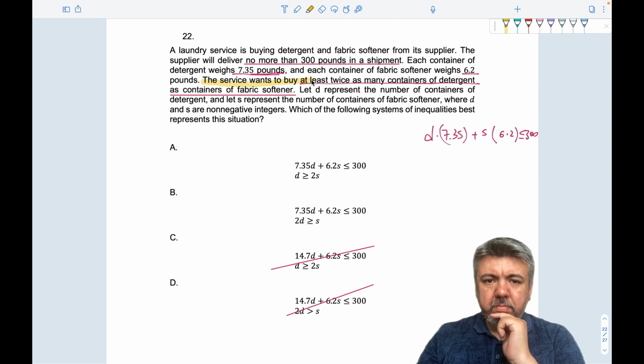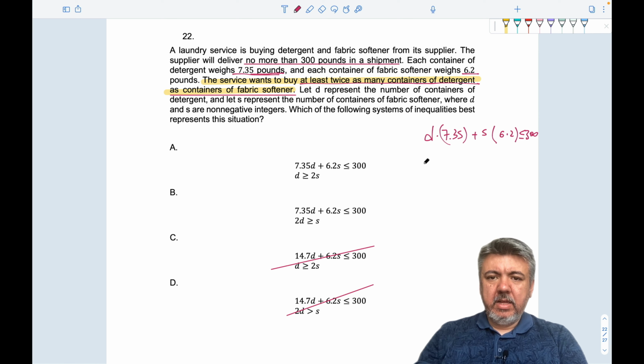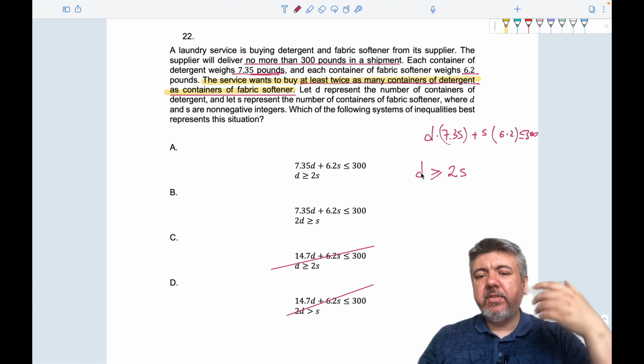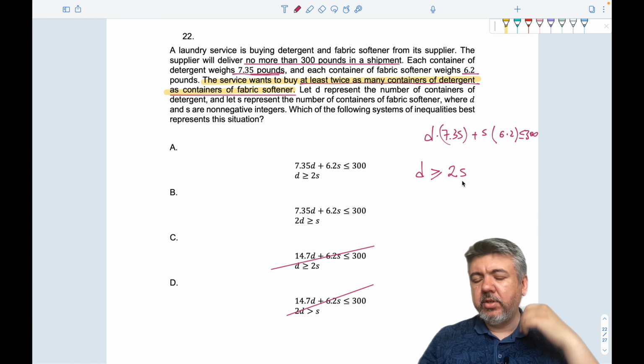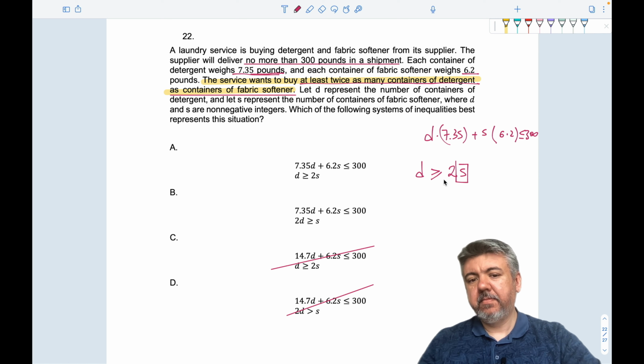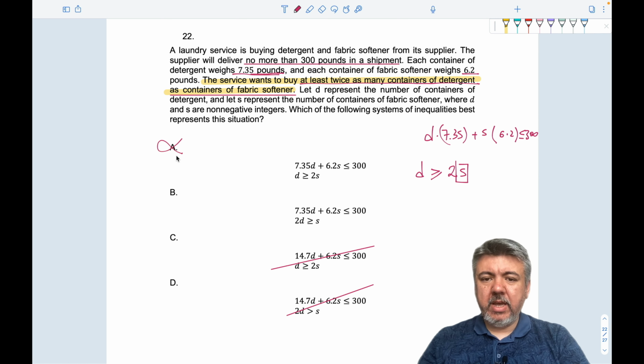The service wants to buy at least twice as many containers of detergent as containers of fabric softener. The detergent should be greater than or equal to 2 times softener. Let me explain it to you. The service wants to buy at least twice as many containers of detergent as containers of fabric softener. So if we buy S softener, detergent will be twice, more than twice. So that is choice A, my friends.